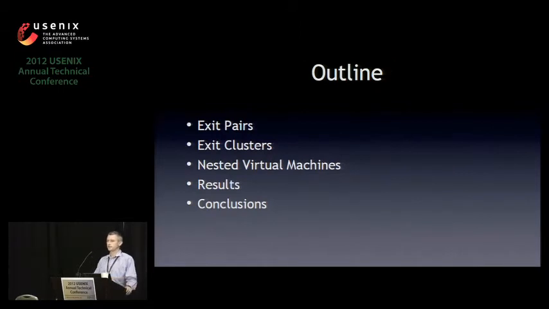This is the outline of the rest of the talk. I'll start with what we call exit pairs, a very simple form of the method that I'm presenting. Then I'll generalize to exit clusters. Then I'll talk about nested virtual machines, which are a use case where this method works quite well. In the end, I'll briefly go through some results, discuss some future directions of work, and conclude.